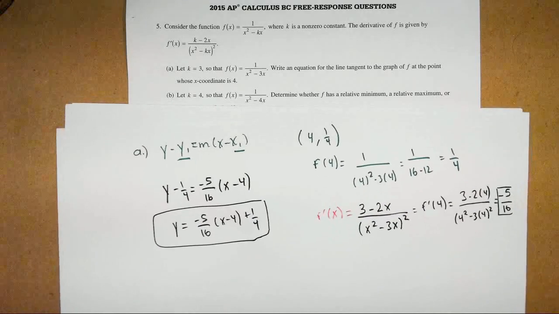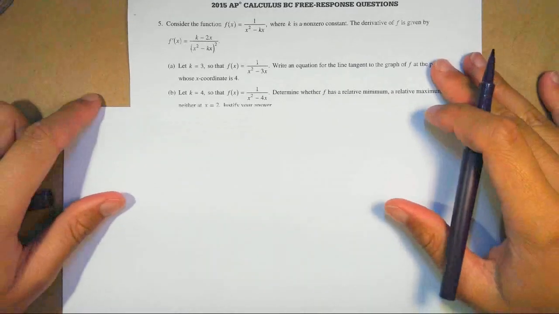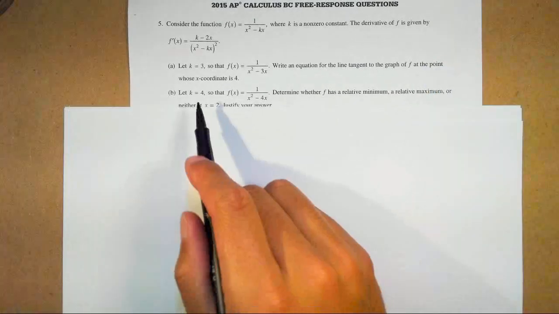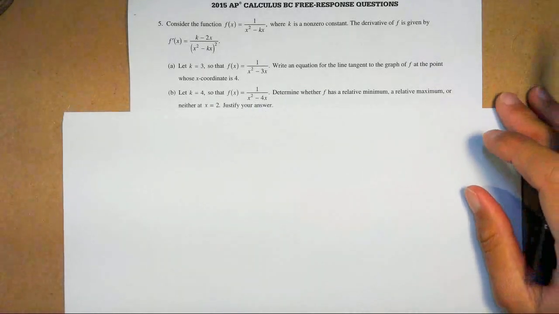Well, part B says, let k equal 4 so that f of x is equal to 1 over x squared minus 4x. All they did was they took that k equals 4 and plugged it into the original equation like they did in part A. It says determine whether f has a relative minimum, maximum, or neither at x equals 2.